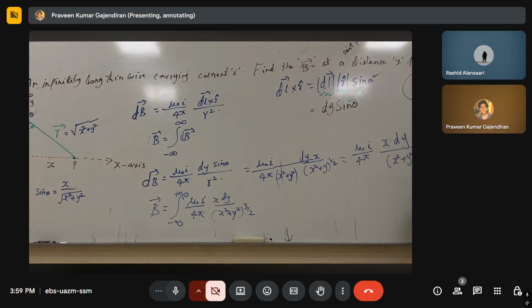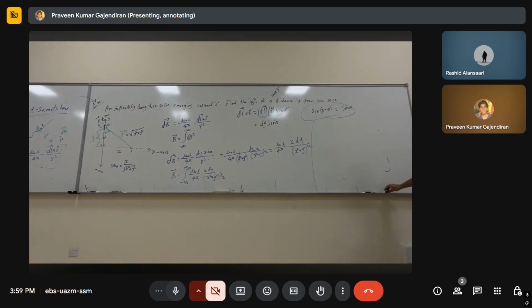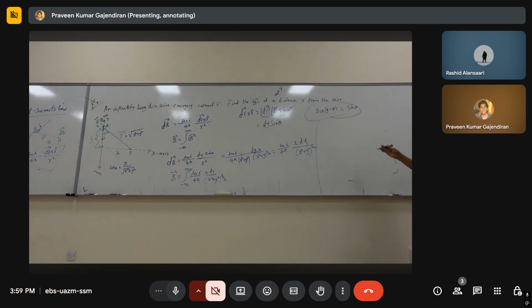Okay. So there are several ways to solve this one. We will use the same technique as we used for the case of the electric field. We use the substitution method.